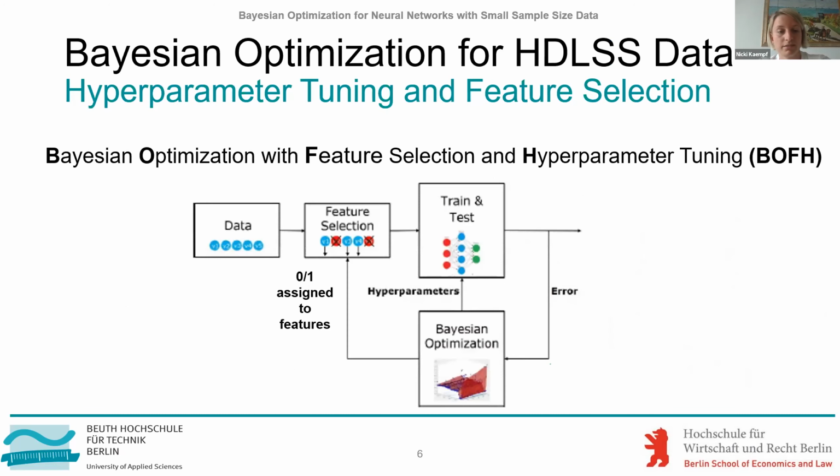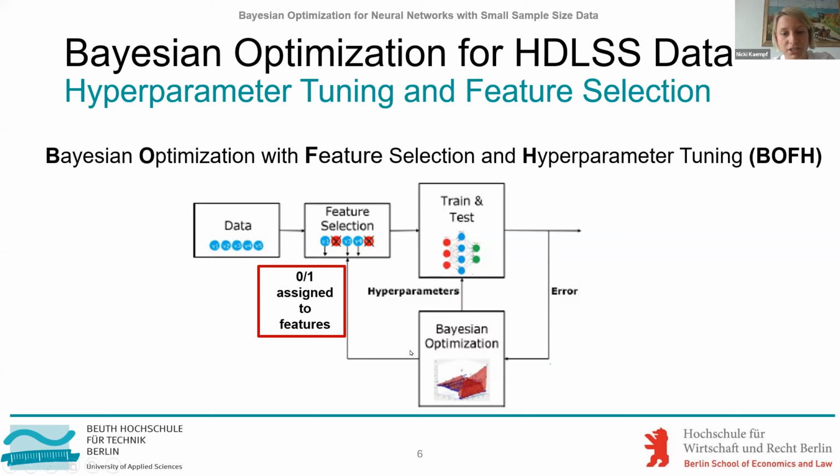And this is where my approach steps in. This is the Bayesian optimization with feature selection and hyperparameter tuning, or in short, BOF. And this is a term I will use from now on. So let's have a look at the picture. This is pretty similar to the approach that we've seen before, but there's one major difference, namely I don't use the threshold, but I look at every feature individually and I assign a 0 to the feature if it should not be included in the subset, and a 1 if it should be included. So just think of the 0, 1 for each feature as another additional parameter that needs to be tuned.